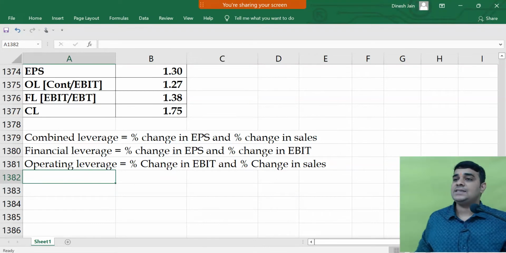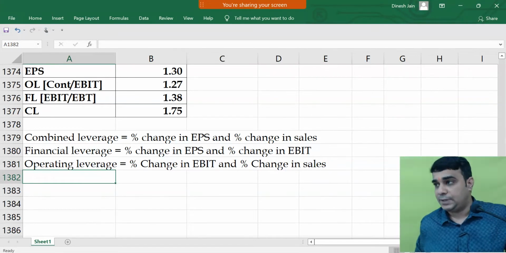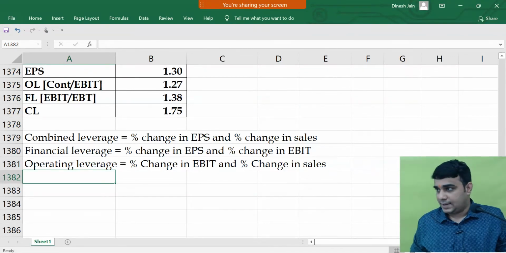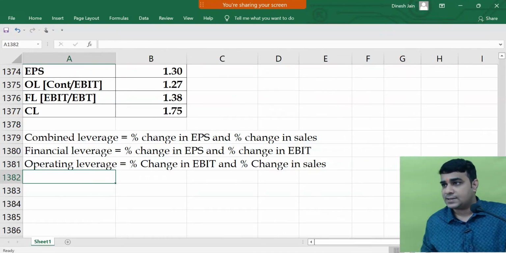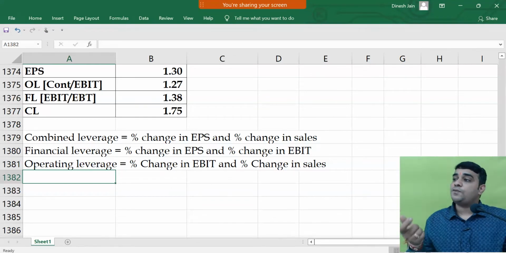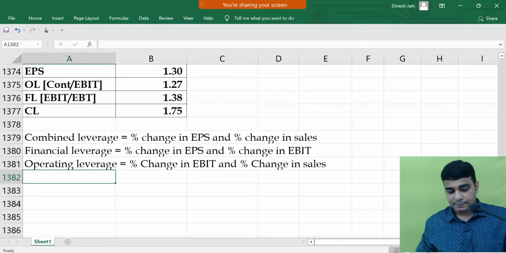So the question said sales changes and they wanted the EPS. Sometimes the question could say the sales changes, but they want you to calculate the earnings before interest and taxes or earnings per share. They could have asked any of that. Here the requirement was that sales is changing and they want us to find the EPS.